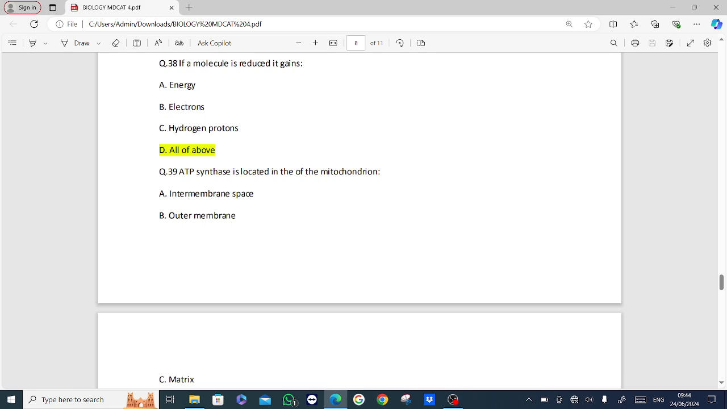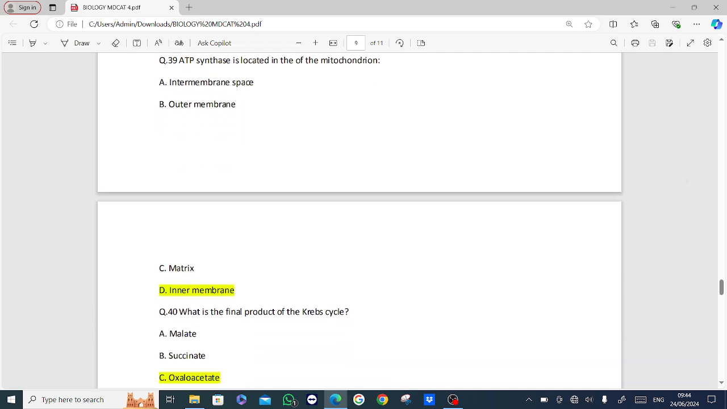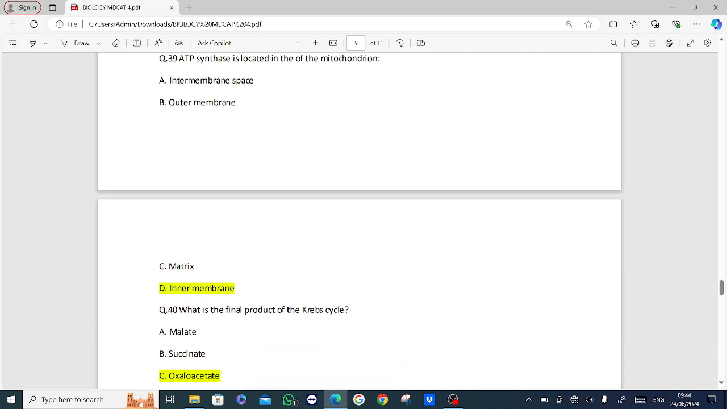Next MCQ is: ATP synthase is located in the mitochondrion. Options are intermembrane space of mitochondrion, outer membrane, matrix, inner membrane. Answer is option D, inner membrane.